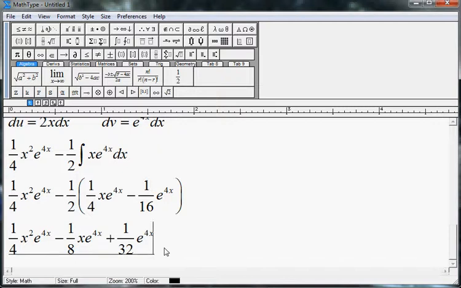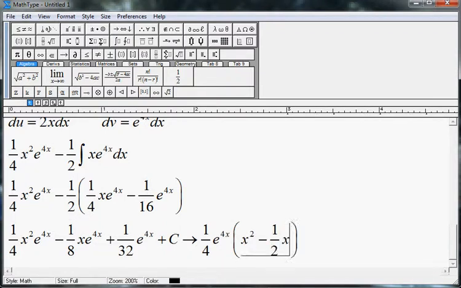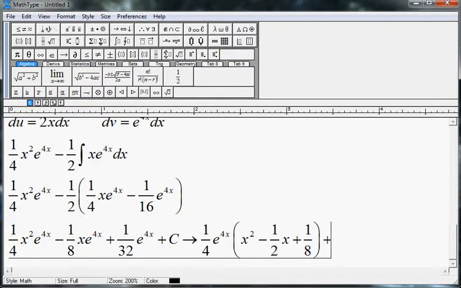And we can go one step further. Oh, plus c. We can go one step further. Factor out a 1/4 e to the 4x, and we are left with x squared minus 1/2 x plus 1/8. That's it. Oh, and then plus c. There. And that's it. So that's our answer right there.